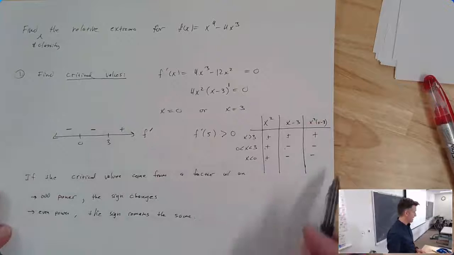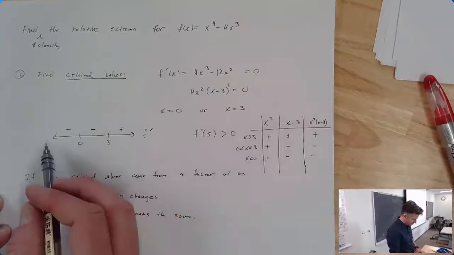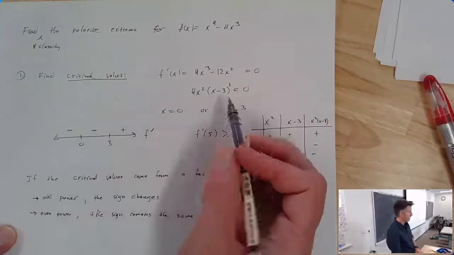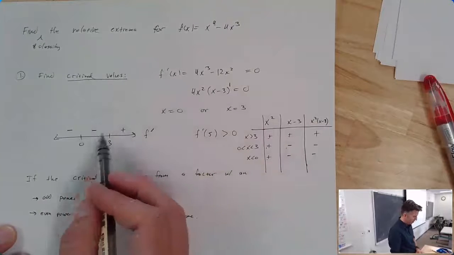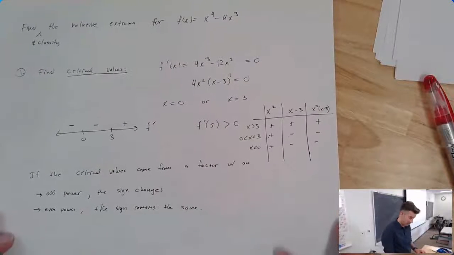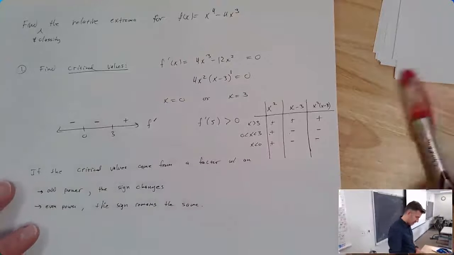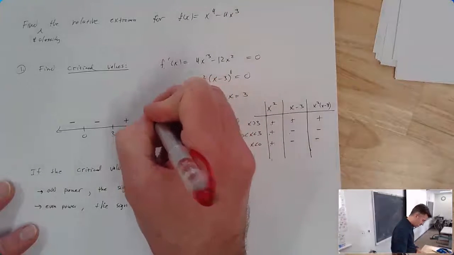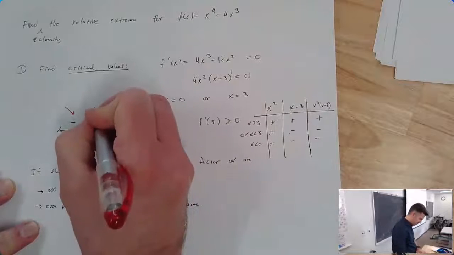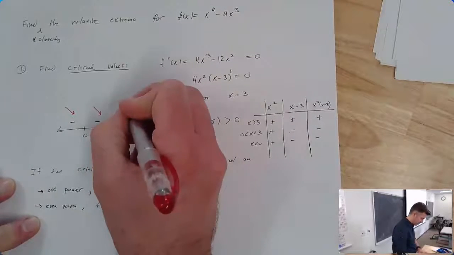I don't think you need to write all this out, though. I think it's relatively straightforward to pick a number here, plug it in, see if the whole thing's positive or negative, and then think about how things are going to change. So what we can say after looking at this, and I do think it's worthwhile to write this over here, is the function is decreasing in this interval, decreasing in this interval, and increasing in this interval.